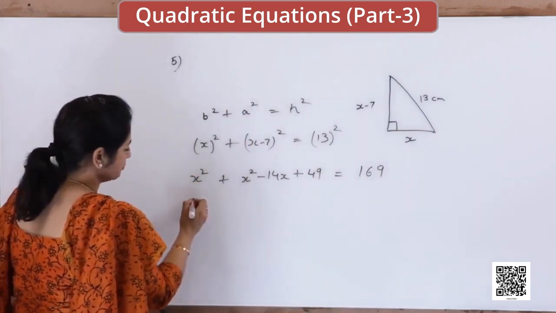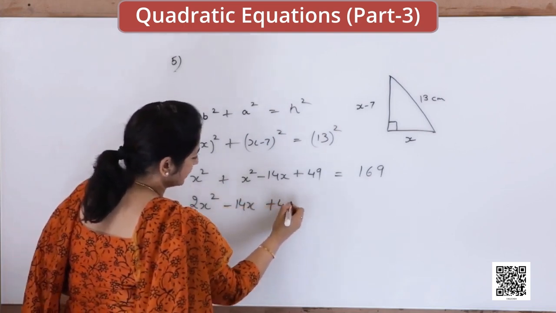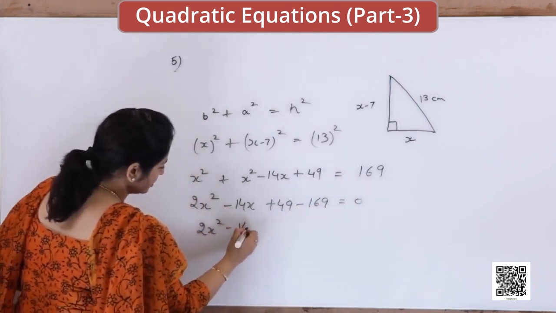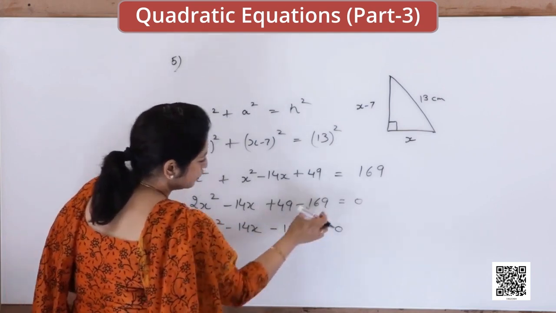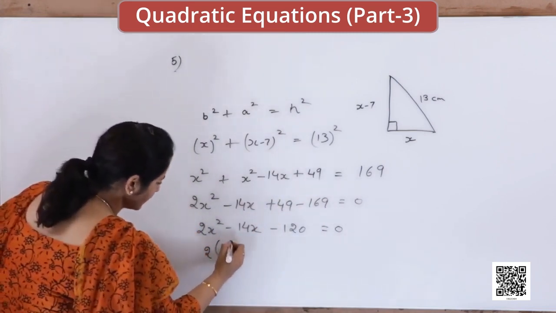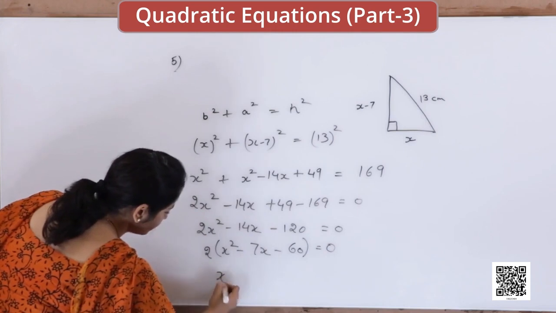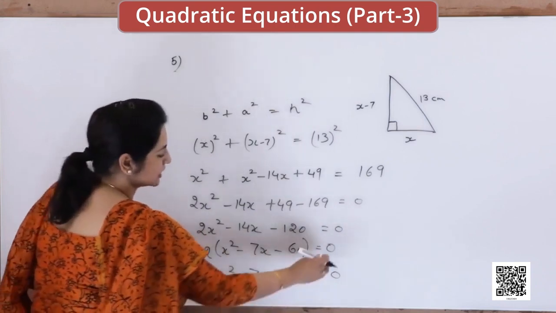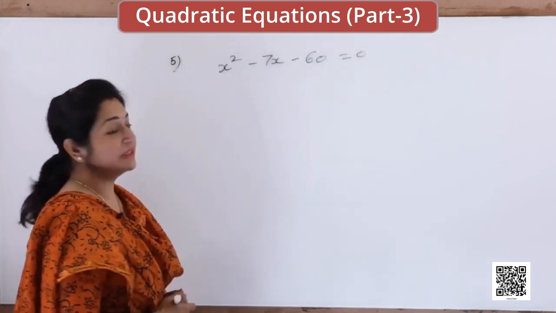Now x square plus x square will give us 2x square. Here we have minus 14x plus 49 minus 169. That will be equal to 2x square minus 14x minus 120 equals to 0. 169 minus 49 is 120. Again we can take 2 as common. So we will have x square minus 7x minus 60 equals to 0. This 2 will go that side and 0 upon 2 will again give us 0 only. Now let's solve it. So here we need the factors of 60.